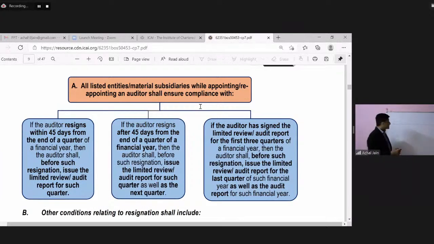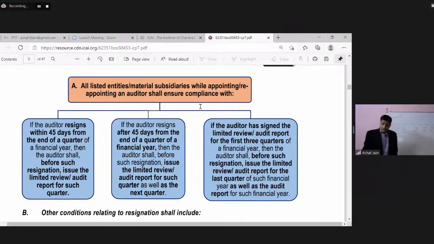Okay, so let's understand this one. See, if we are talking about 2020-21, the first quarter is 30th June 2020. Second quarter is 30th September 2020. Third quarter is 31st December 2020. Fourth quarter is 31st March 2021. So we have got 4 quarters.